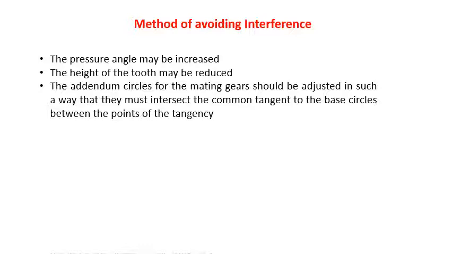The second point is that the height of the tooth may be reduced. What happens if we reduce the height of the teeth? The point of contact between the two gears may be shifted to another point, thereby also avoiding the interference. The third important method is that the addendum circles of the mating gears should be adjusted in such a way that they must intersect the common tangent to the base circle between the points of tangency. So just by adjusting the addendum circle, we can avoid this interference.